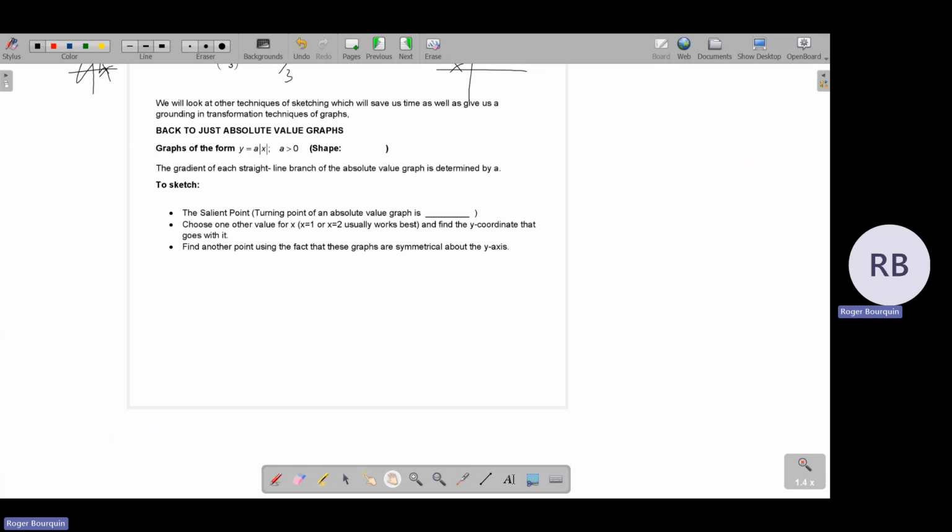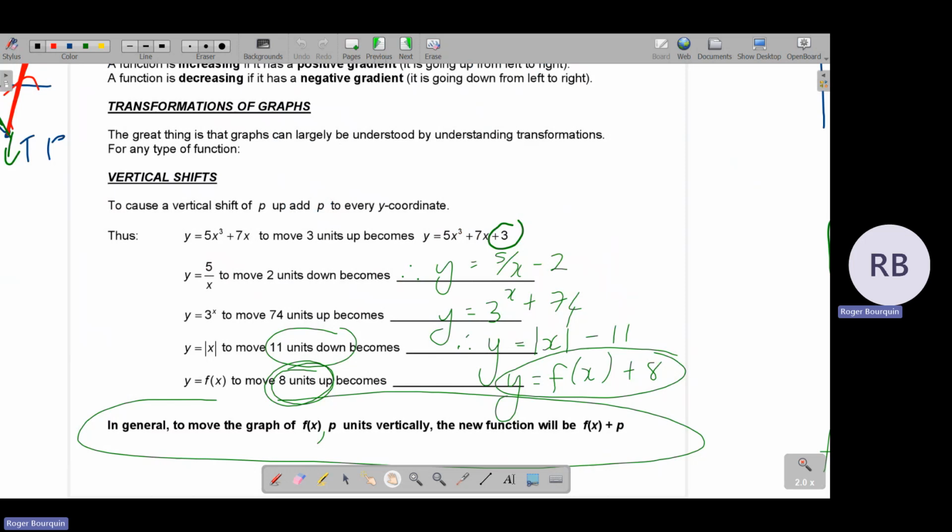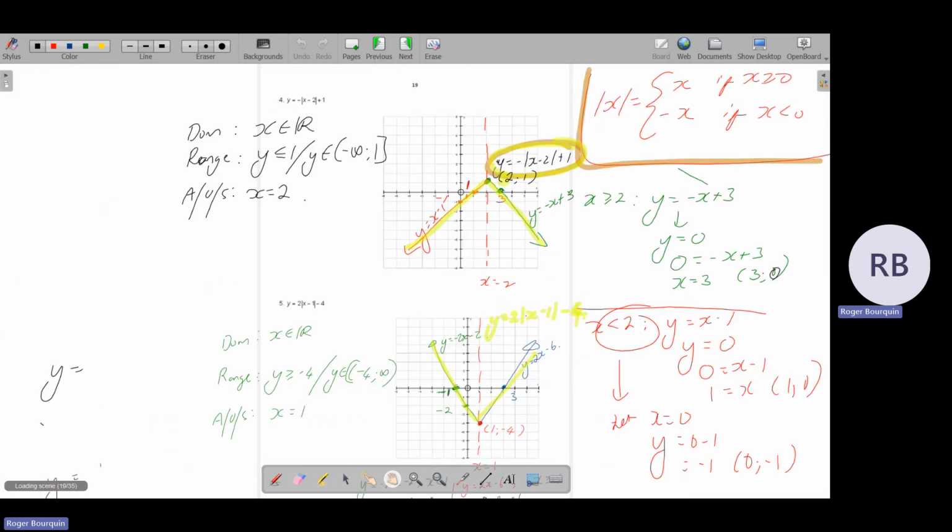Now we did some absolute value graphs earlier. Go back to these and have a little look before we start the next topic. We're going to have a break soon. Remember, let's just do two of them. I'll go to the previous.